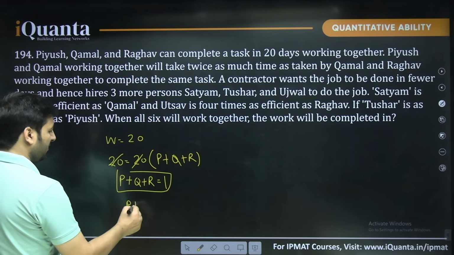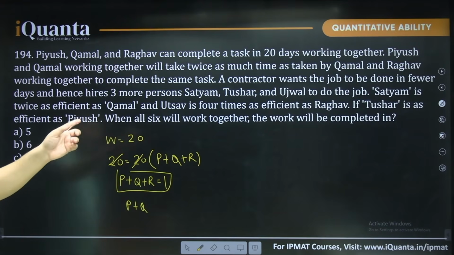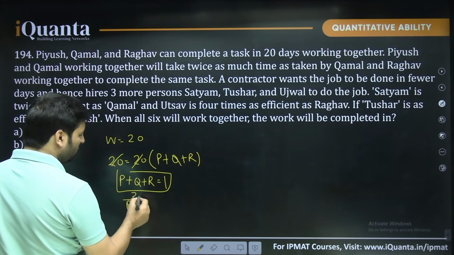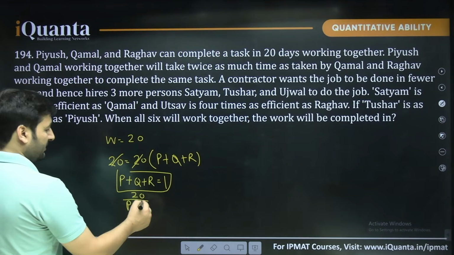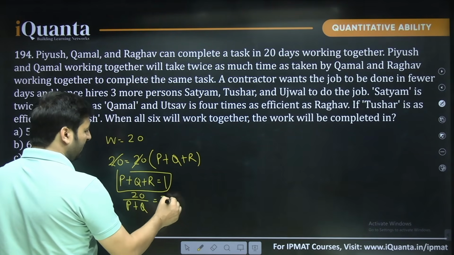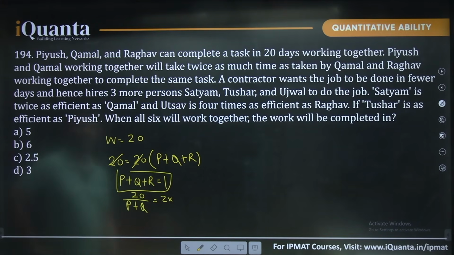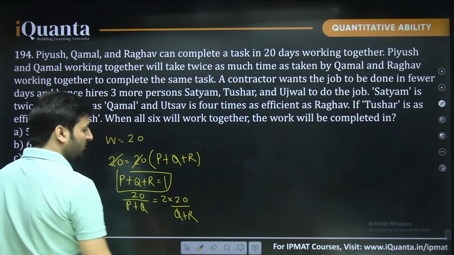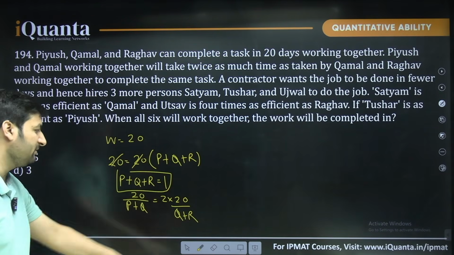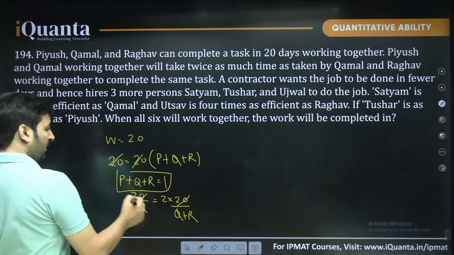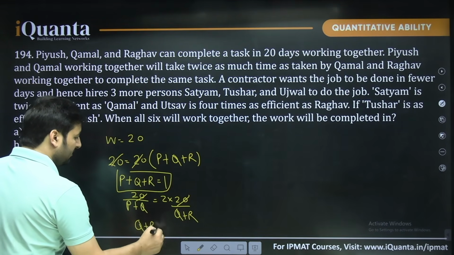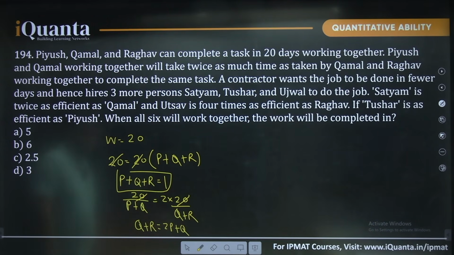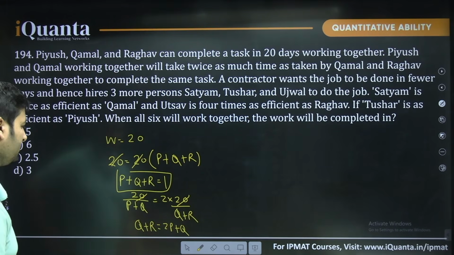So Piyush and Kamal working together will take twice as much time. So when they come together and do those 20 units of work, the time taken by them is 2 times the time taken by Kamal and Raghav working together to complete the same task. 20 cancels. What do we have? We have Q plus R equals to 2P plus Q. Yes or no? So this is one equation that we have.